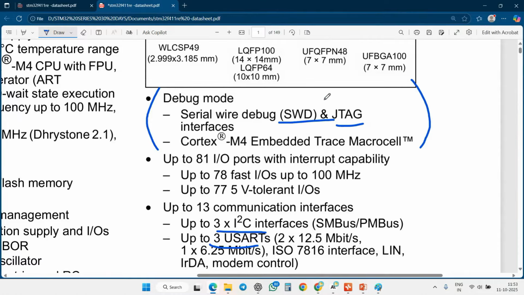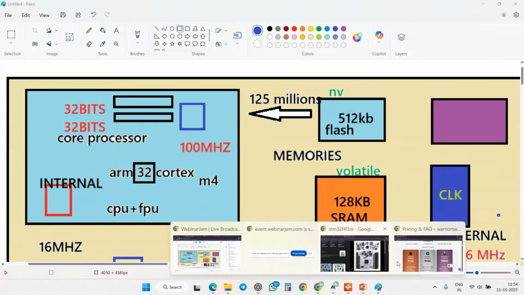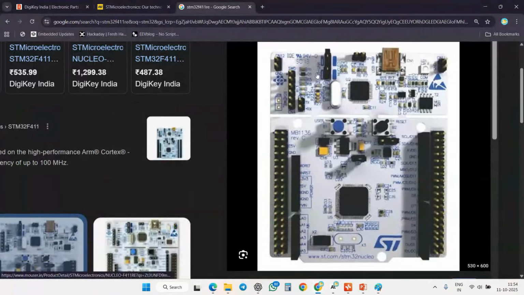Whenever we are uploading the code, we have two parameters. It is a serial wire debug. You can see this one. This is a very, very important parameter. Why is it so important? Through this you are going to debug your code. Through this ST-Link, it is collecting the data.